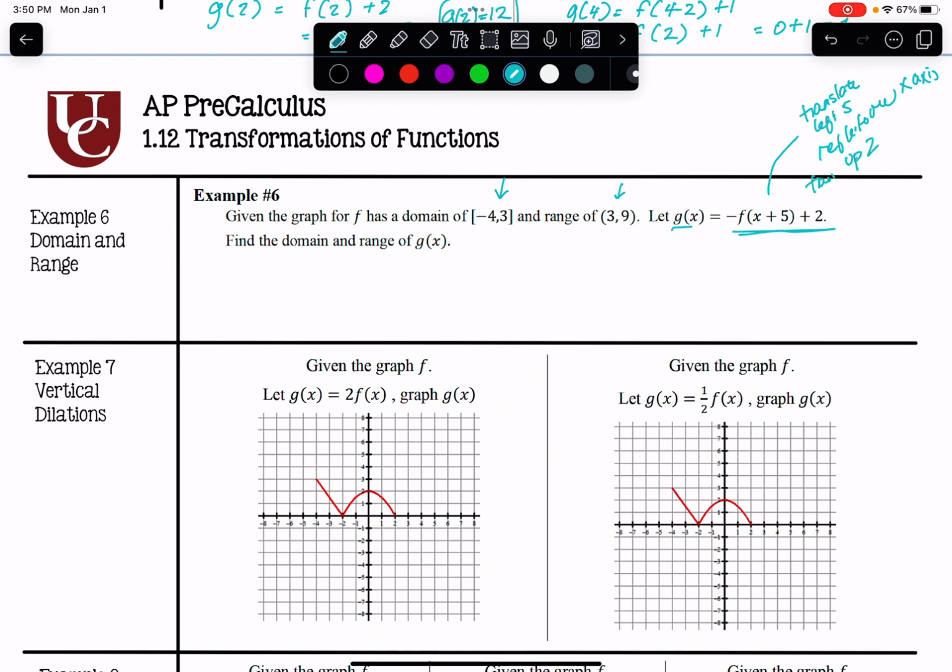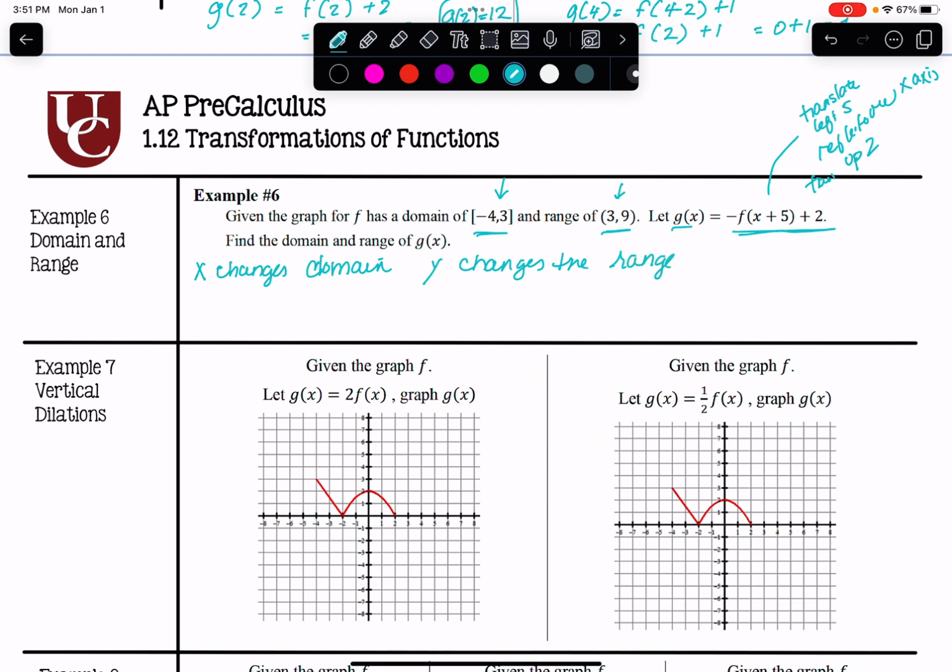All right, now what you have to do is you're going to use these numbers and do the transformations on them, but you have to realize whether you're talking about something that is affecting the x, which would be the domain, or something that's affecting the y. So let's write that. The x changes the domain, and y changes the range.